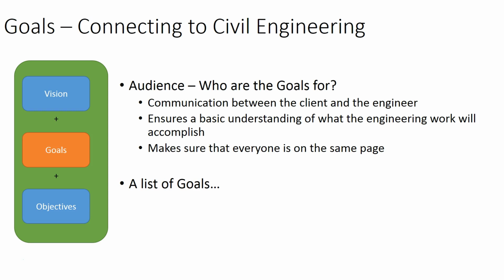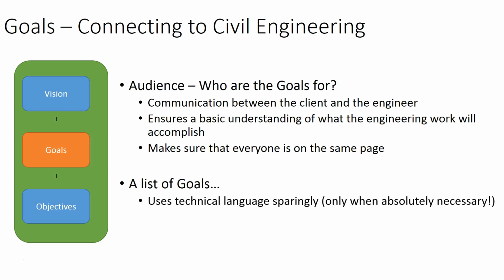And so some characteristics of a list of goals that makes the connection to civil engineering work: you still probably want to use technical language very sparingly, or only when absolutely necessary. Again, this is between the engineer and the client, and so you want to make sure that everything you include in your goals can be, at the very least, understood by your client.